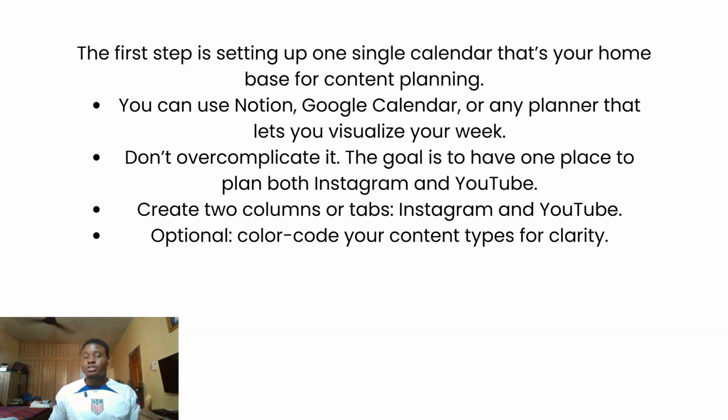You can use Notion, Google Calendar, or any planner that lets you visualize your week. Don't overcomplicate this process. Trust me, it's really simple. The goal is to have one place to plan both Instagram and YouTube. Create 2 columns or tabs: Instagram and YouTube. And optionally, you can color code it in case you want to differentiate between YouTube and Instagram. So what I do is I color code YouTube red and Instagram purple.